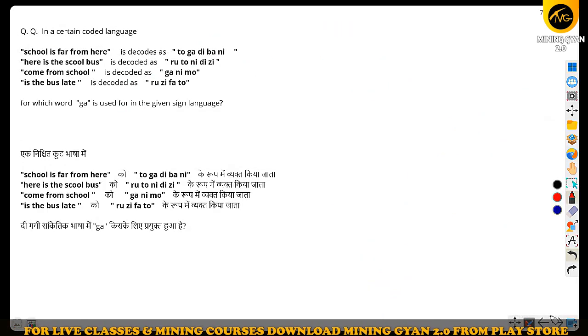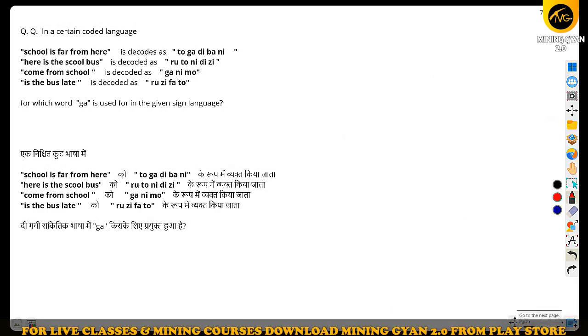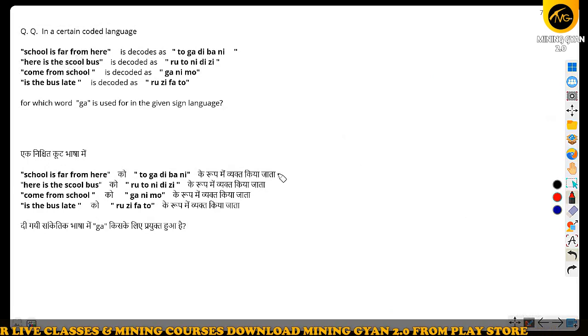Now you can easily find out the coded language for any certain English sentences, whether it is in the form of numbers or any decoded or specific coded language.